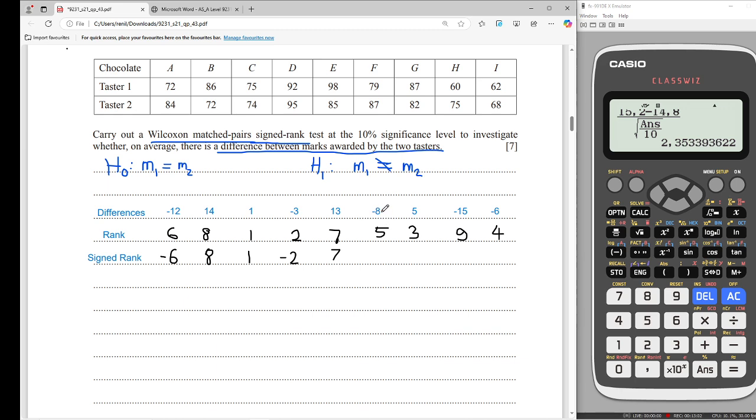Next we have here 5, which is the rank, and this is a negative difference, so negative 5. This is 3 with a positive value, so it's just going to be 3. 9, but this is a negative difference, so you have negative 9. And then 4 with a negative difference, negative 4.